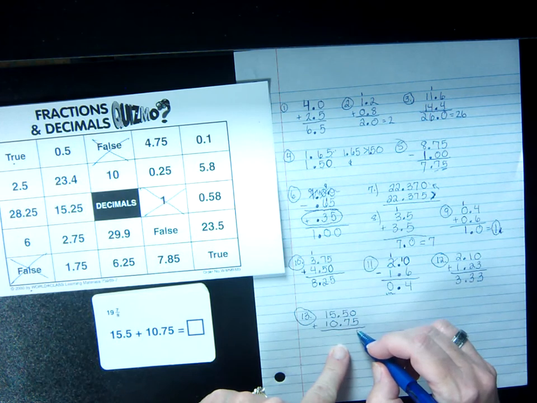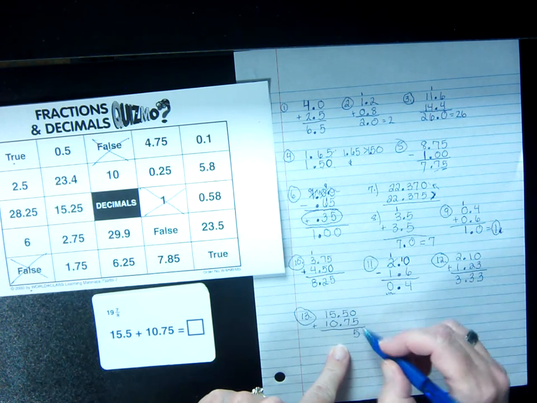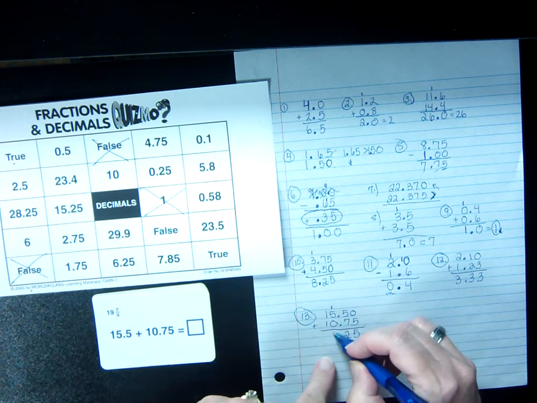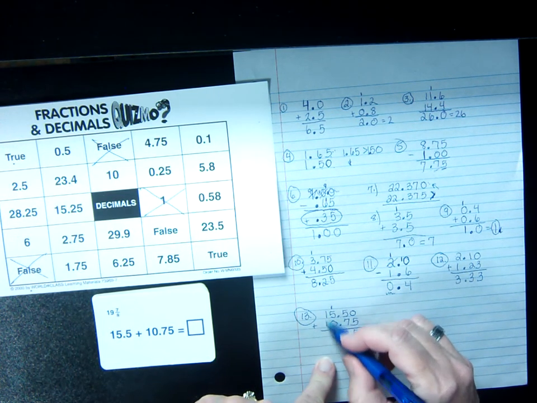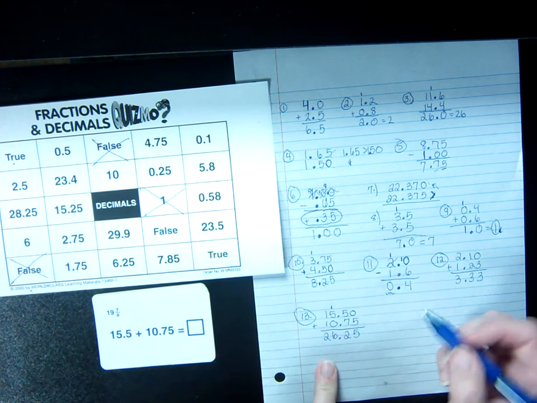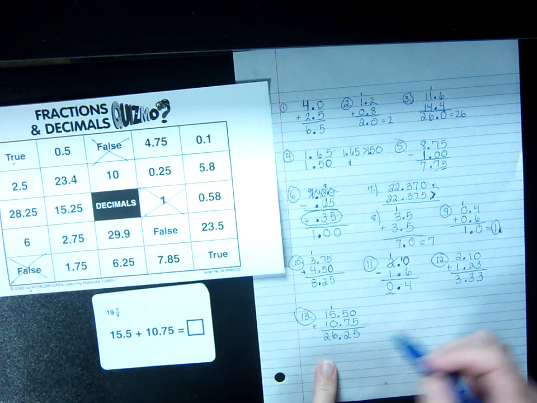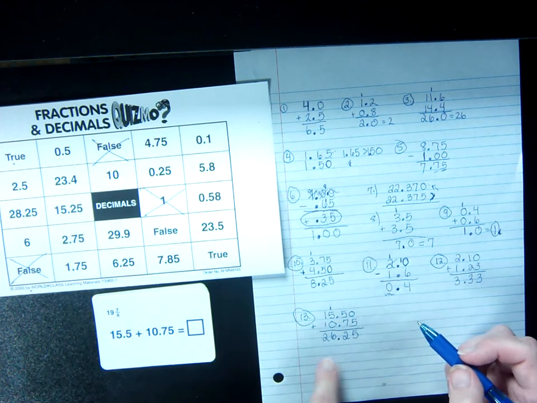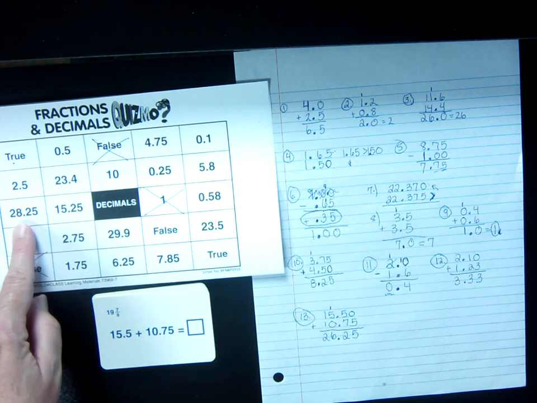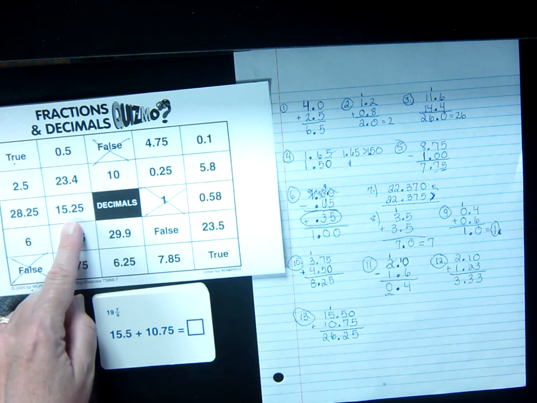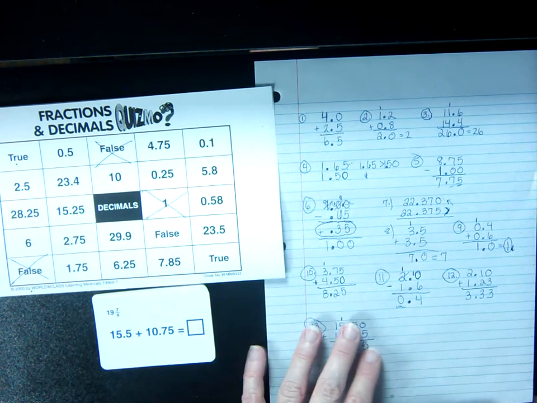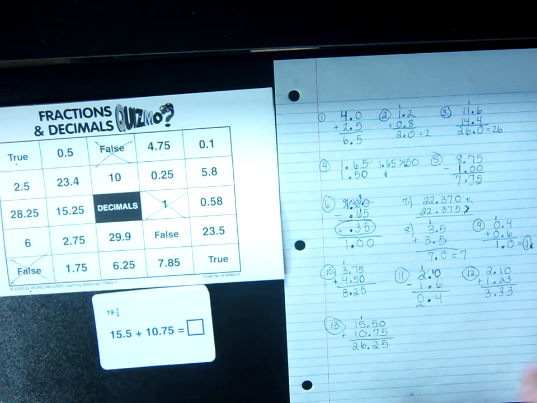Okay, so we have 5. We have 12. Carry the 1. This becomes 6. And now this becomes 2. So 26 25/100. Darn, I see I have 28 25/100. I have 15 25/100, but I don't have a 26 25/100. So that's all I have. I'm not doing too well. So that was number 13.